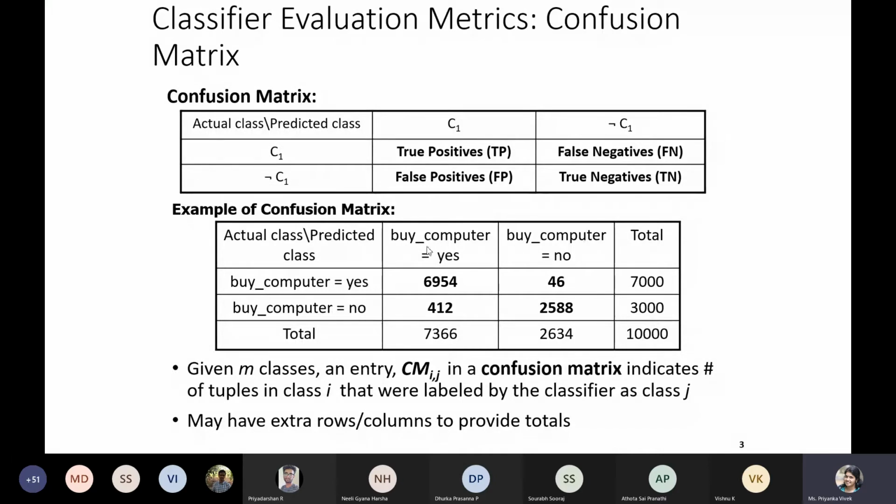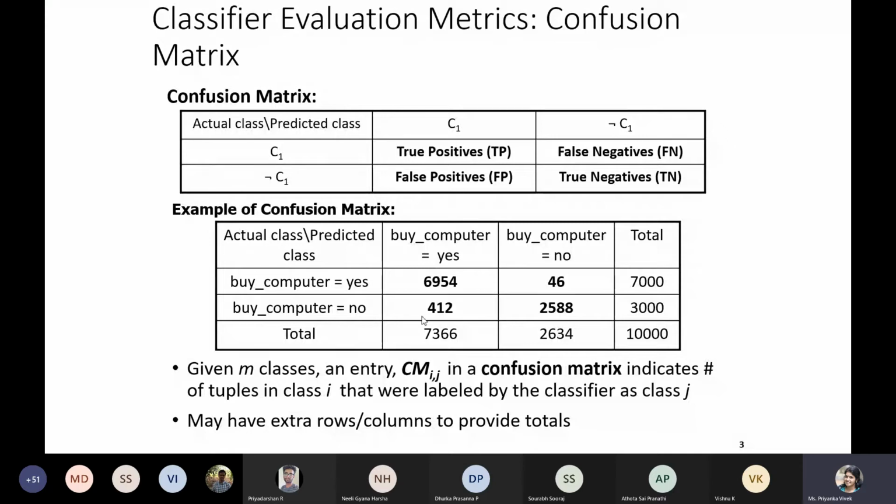So our predicted class is on the top, the first row, where you see yes and no. That is our prediction, and the actual class is our first column: buys computer actually yes, buys computer actually no. We will not have any issue relating true positive and true negative, because that is always the diagonal part. So 6954 is our true positive, 2588 is our true negative. Since we have the same mapping just above, we may not have confusion.